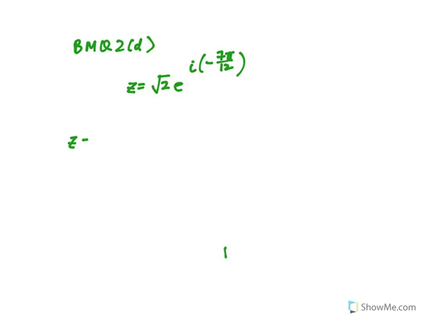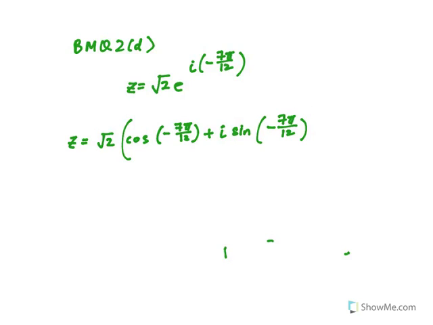And with that, quickly, in the exponential form for your BMQ 2D, your answer in the exponential form is just square root 2 e to the power of i -7 pi over 12. And quickly converting it to the polar form, z will be equal to r cos theta plus i sin theta. Okay, and with that we are done.